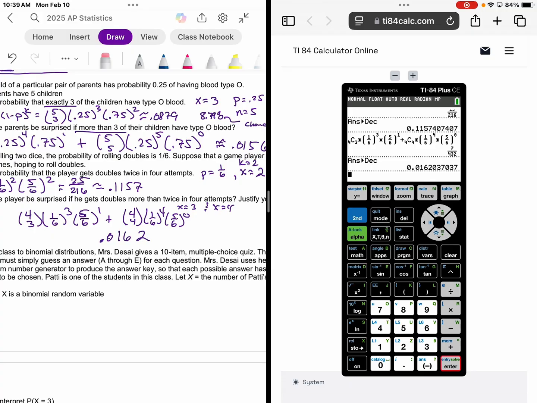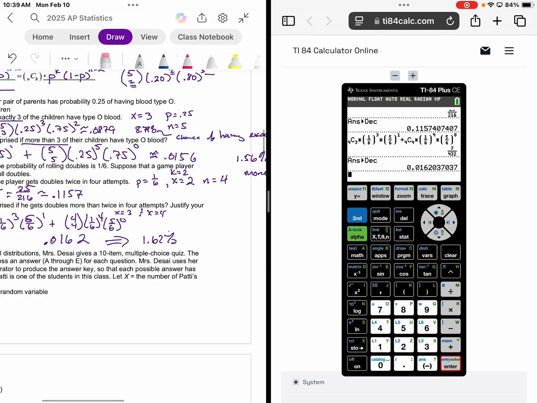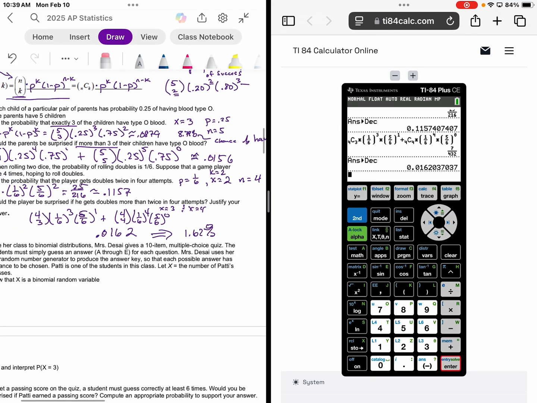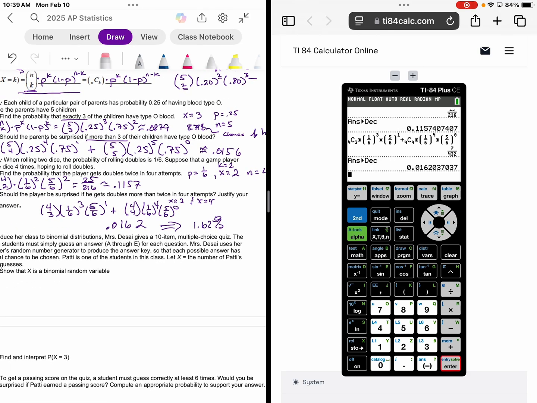0.0162. So there's a 1.62% chance of rolling more than 3 doubles, more than 2 doubles in the 4 attempts. So I would say yes, it would be. I would be surprised. It's a very low percentage.